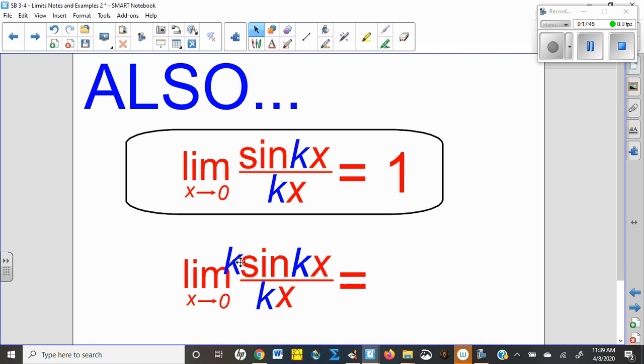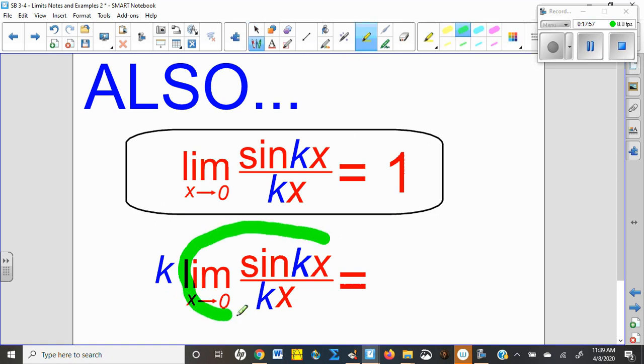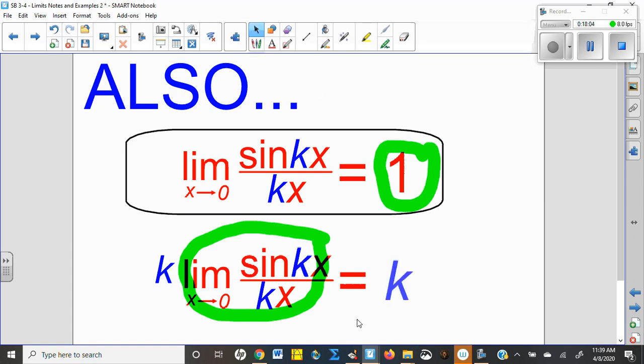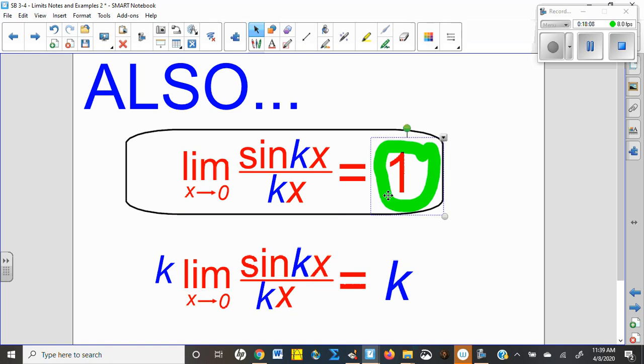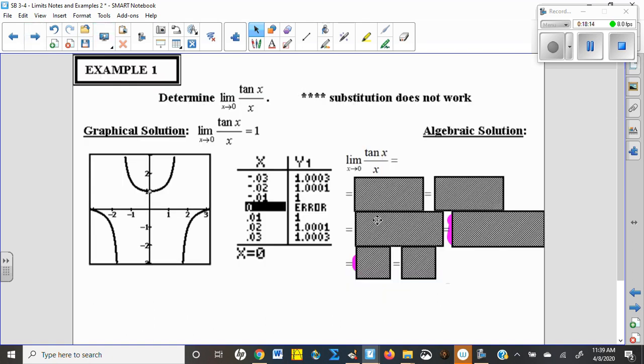Because k is a constant, I can end up taking it out using the properties of limits. And so what's going to happen is that this is going to turn into a 1. And then I'm going to multiply that by k, and I'm going to get an answer of k. So it's a really simple little trick. If you ever need to do that, you just multiply by k, you factor it out, and then you're good to go. So this is a trick we need to use on this problem.